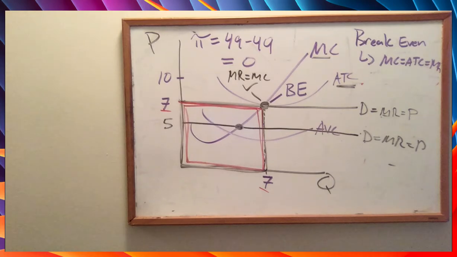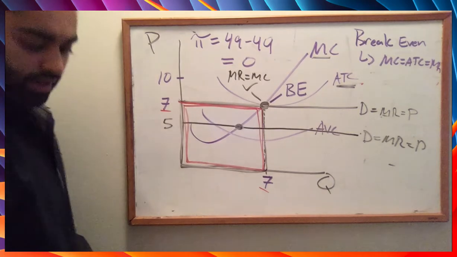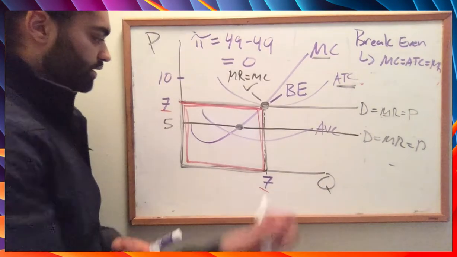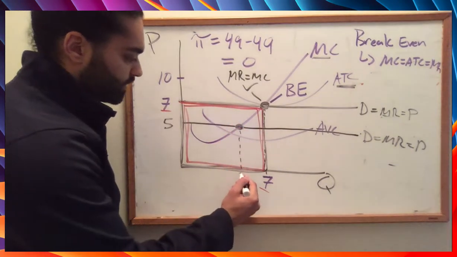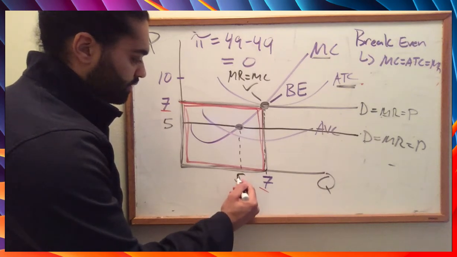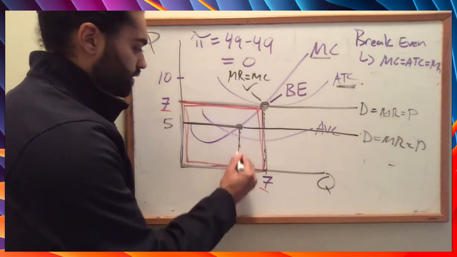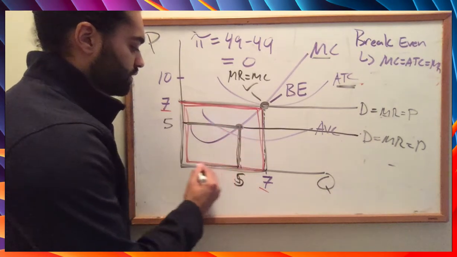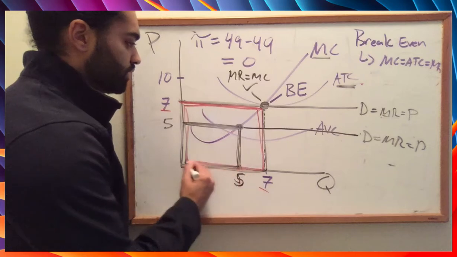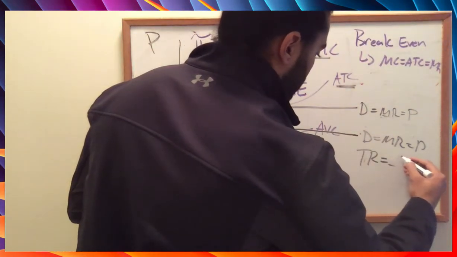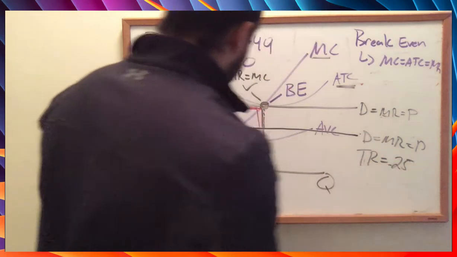Now we're going to do some calculations. Now, if we wanted to know what the quantity was for this, let's just say it's also 5. So this is 5. So this area of this black box right here, this is your new total revenue. So our total revenue now with the lower price is 25, 5 times 5.